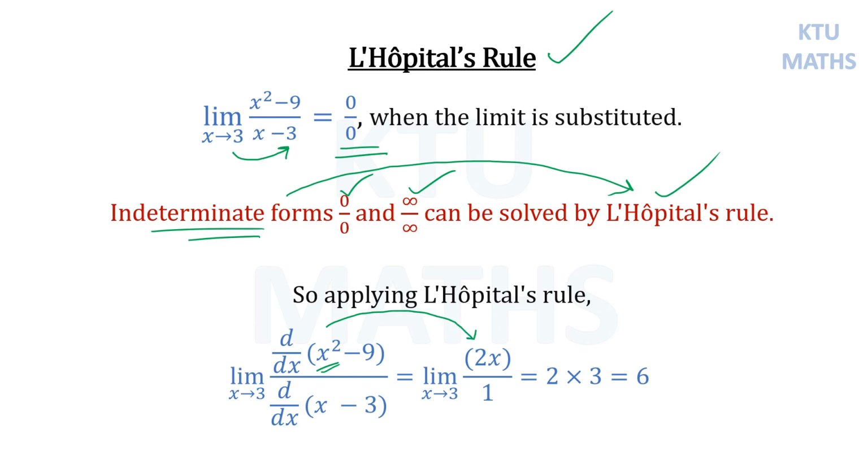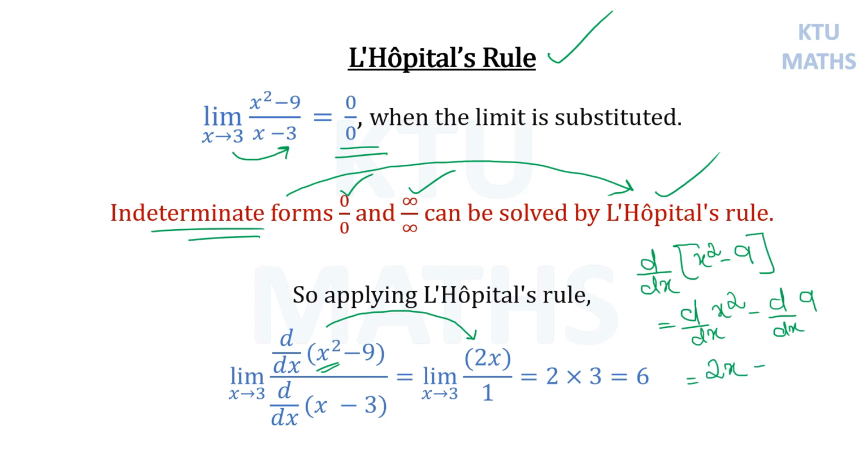And I will show you how to differentiate it. d by dx of x square minus 9 equals d by dx x square minus d by dx 9. Differentiating x square, we will get 2x, minus differentiating a constant, we will get 0. d by dx of x minus 3 will be, differentiating x we will get 1 and differentiating a constant we will get 0. And that's how we got this result.